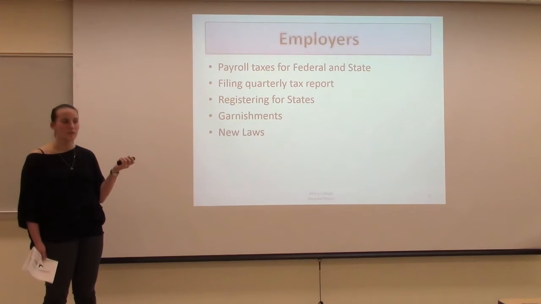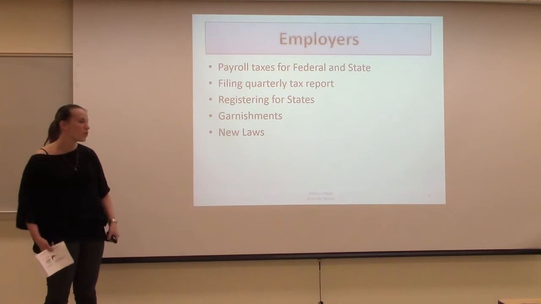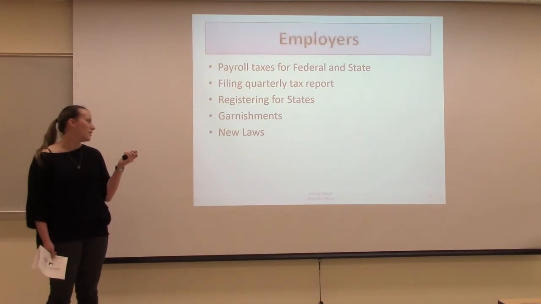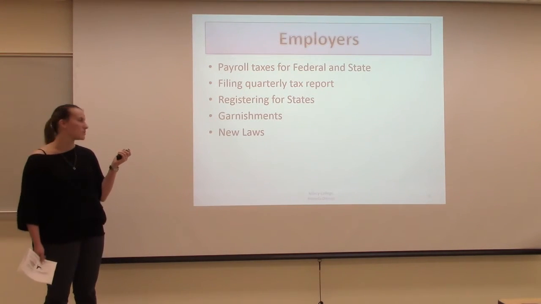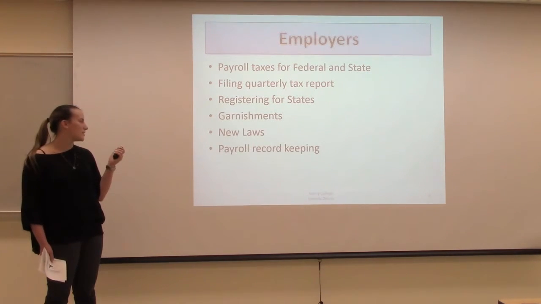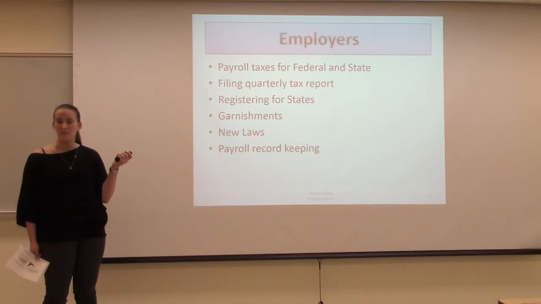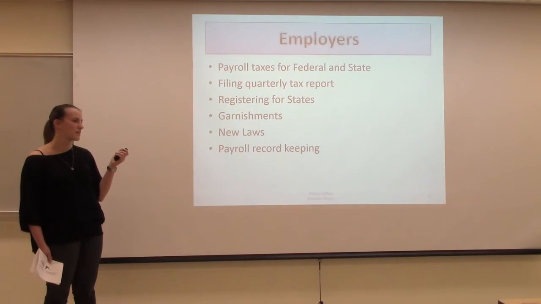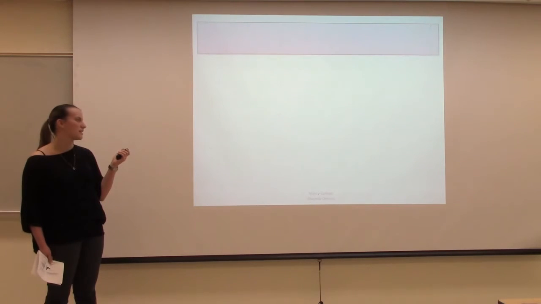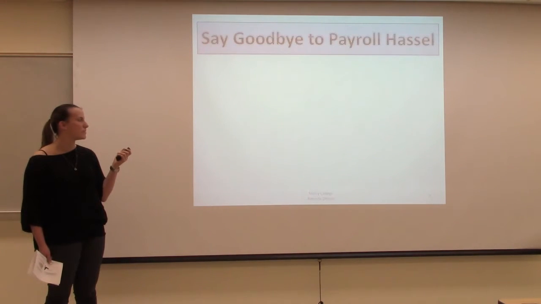Garnishments. So if an employee has, like, child support that they owe and we get a court-mandated paper that says that we need to garnish an employee's payroll, you need to know how to do that. Every year there are new laws that come into effect, so you need to keep updated with these laws. And payroll record keeping: for up to 10 years, for every employee, you need to know everything about that employee. So you need to have their I-9 on file, you have to have their documentation on file, and anything that they do, whether the payroll or anything.